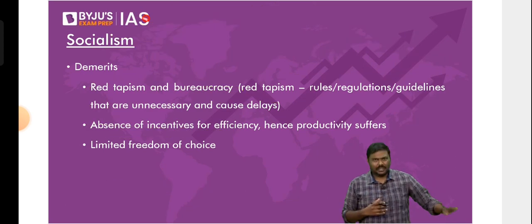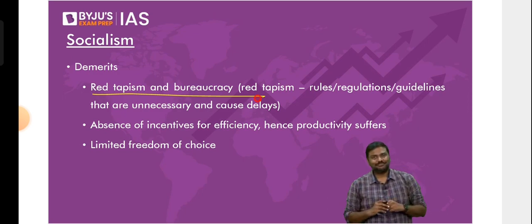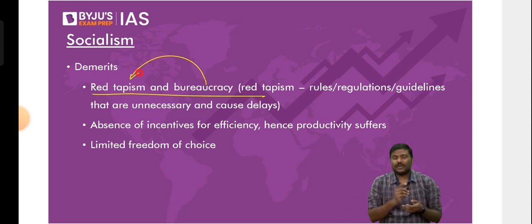Next, what are the demerits? If these are the merits, again, how can a particular system be so perfect? There are no perfect systems. So what are the demerits? One, there is a lot of bureaucracy. As there is a lot of bureaucracy, it will lead to red tapeism.